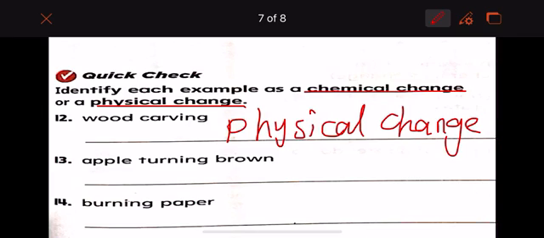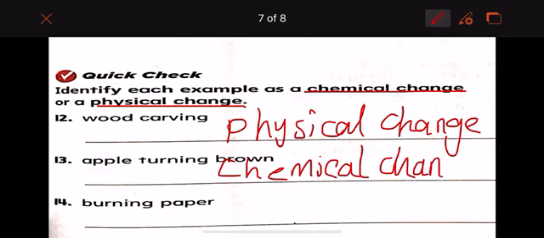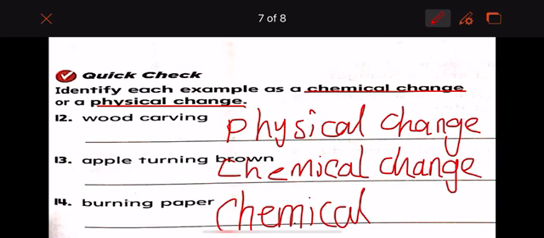All right, here number 13. Apple turning brown. It's turning brown by itself. That means it's ripened, right? So it is, of course, chemical change. Okay, what about burning paper? Burning paper is chemical change. Okay.